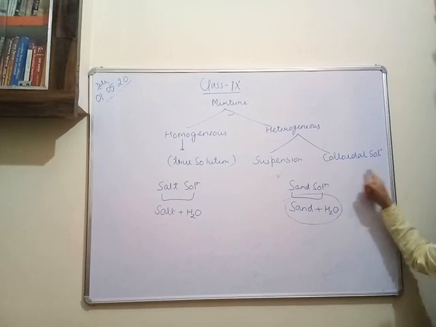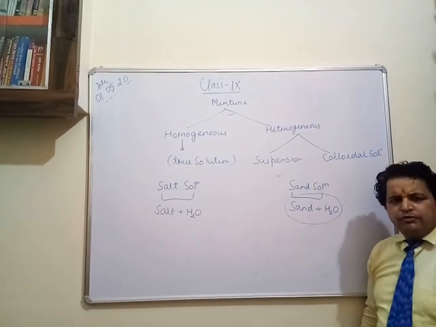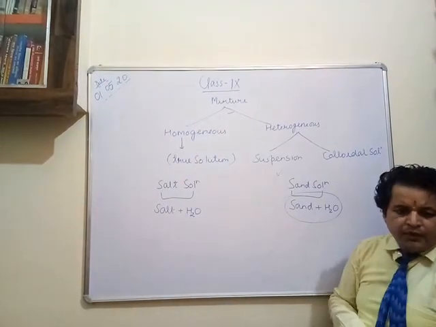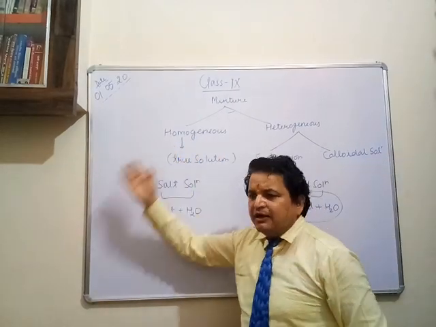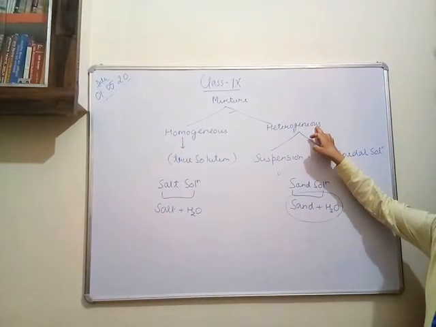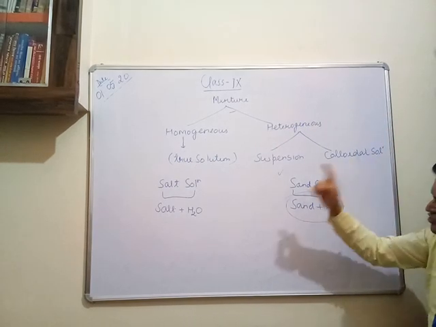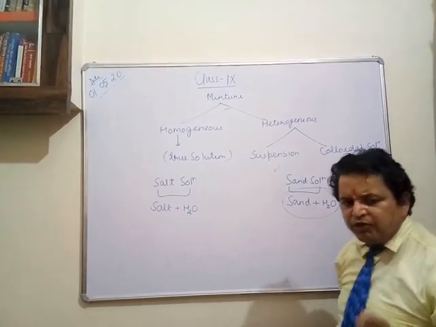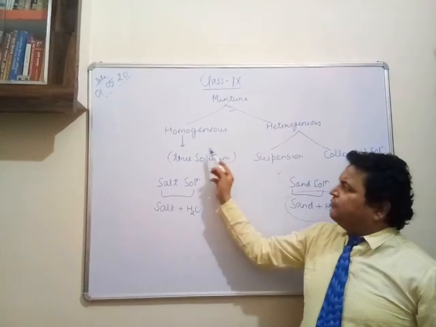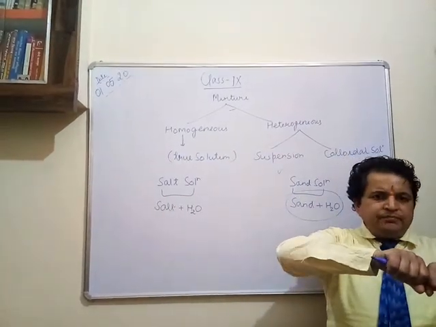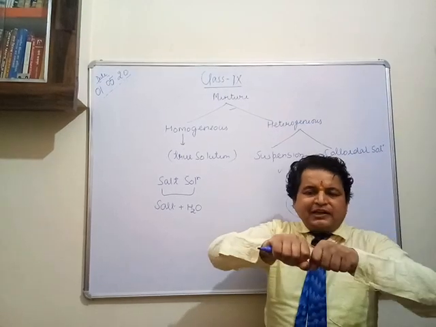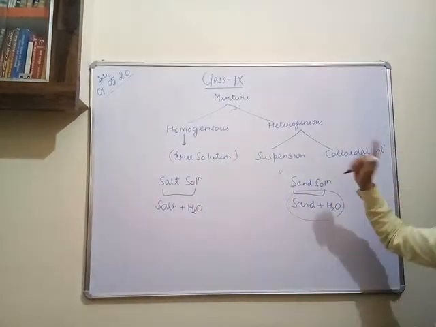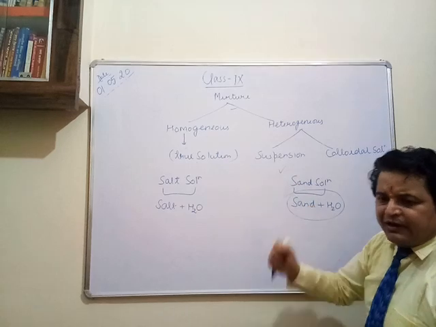So the definition of colloidal solution: those solutions, those mixtures which seem homogeneous, but originally they are heterogeneous. Such kinds of solutions are known as colloidal solution. Again I am going to explain what homogeneous and heterogeneous are. Homogeneous means in which the particles are completely mixed. We cannot differentiate those particles. We cannot see them with our naked eyes. This is a true solution. In heterogeneous, the particles cannot be mixed together completely.